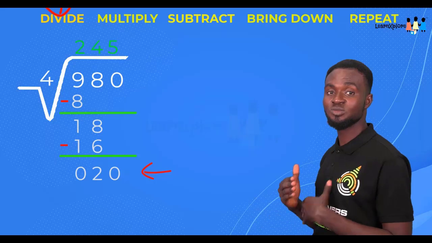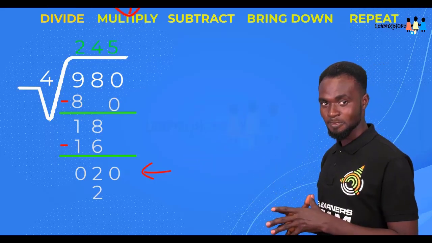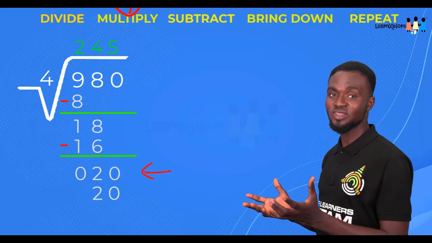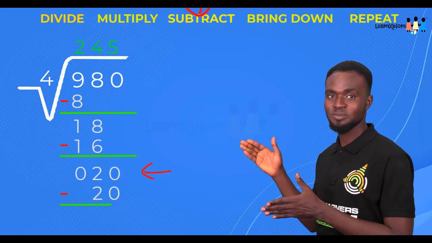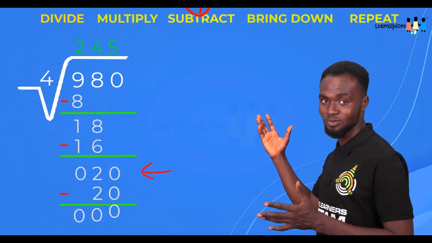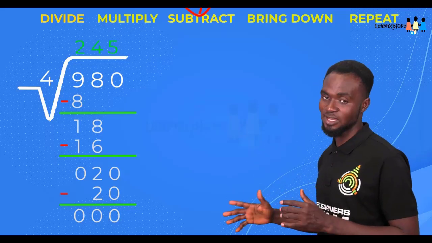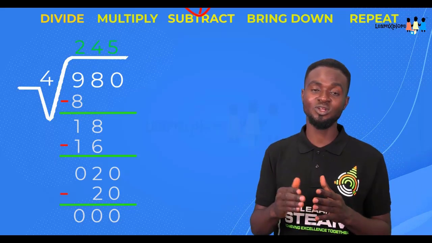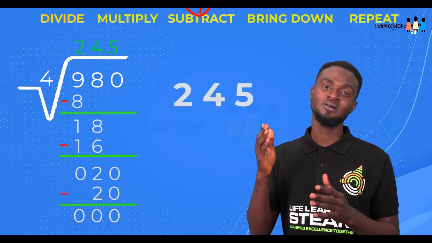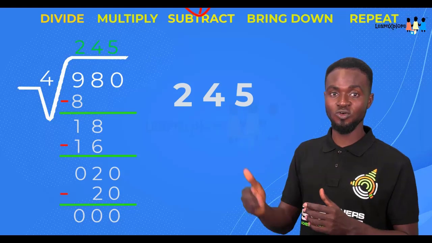After that, the next thing is multiply. So 5 times 4 is 20. So you write the 20 under 20. After which you subtract. 20 minus 20 is 0. After subtracting, what's the next step? You bring down. Is there anything to bring down? No. So the final remainder is 0. And the answer has given us 2, 4, 5. So 980 divided by 4 will give us 245.